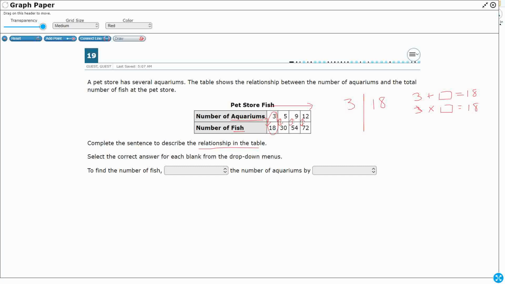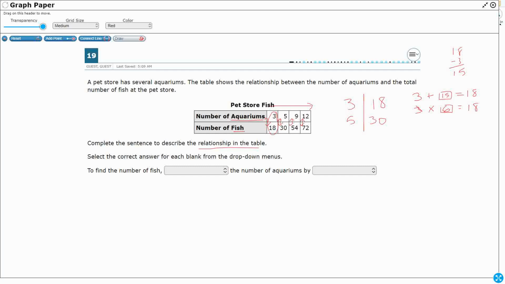So let's see, 3 plus, I'm just going to do 18 minus 3. All right, 15. So 3 plus 15. Now the multiply, that's a basic fact, right? So 3 times, if I'm going to count by 3s, 3, 6, 9, 12, 15, 18, that's 6. 6 sets of 3 gets me 18. So both of these could possibly work. In order to tell which one actually works, let's test it on the next one, right?